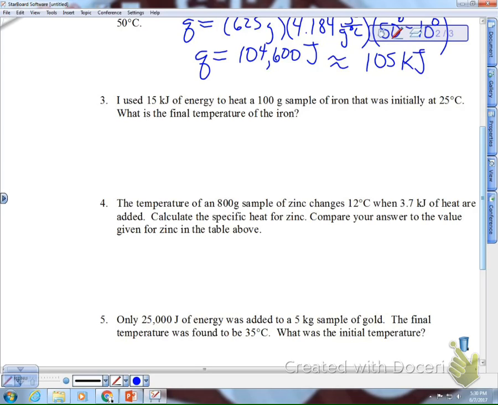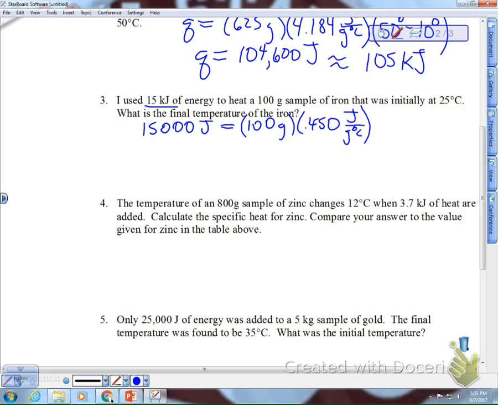In problem number 3, I'll use 15 kilojoules of energy to heat a 100-gram sample, initially at 25 degrees Celsius. What is the final temperature? So we're going to dive inside that delta T term a little bit here. We have 15 kilojoules. Make sure you get that out of kilojoules and into joules if your specific heat is going to be in joules as well. That's what really makes the difference. So 100 grams of iron. From the table, iron is 0.450. See, this is the joules that made us have to get out of kilojoules from that property.